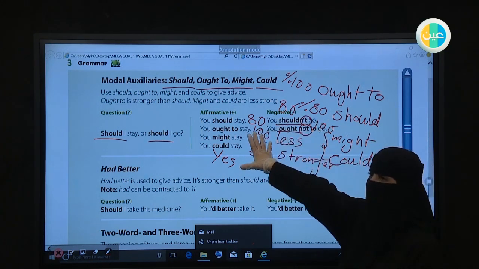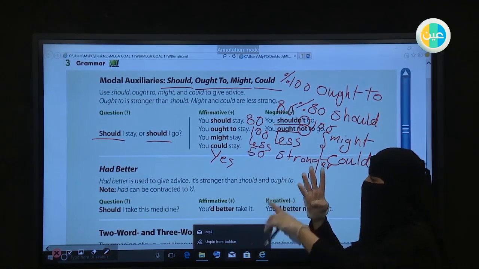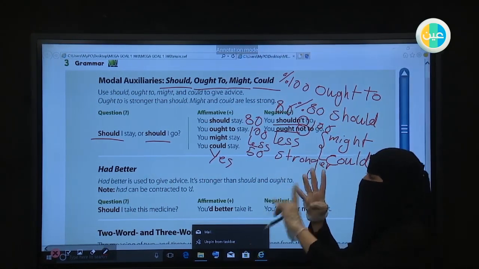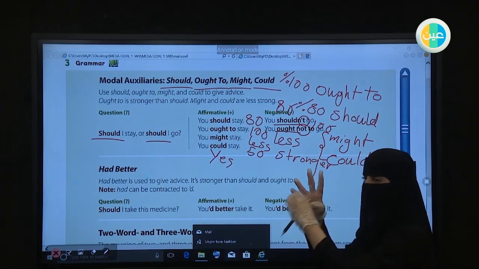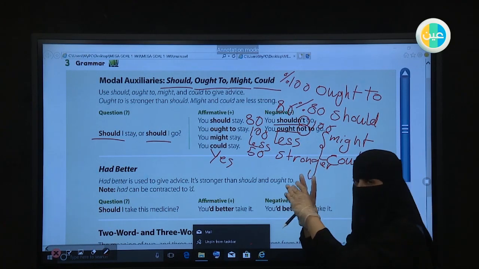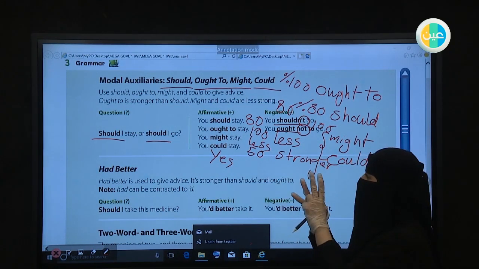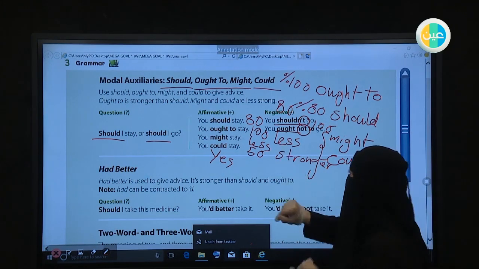It's talking about modal verbs, and we have 4 kinds, and we already arranged them together. The strongest one, 100%, is ought to. After that, we talked about should, which is less than ought to, we equal it to 80%, and could and might are at the same level. They are less strong than the other two.